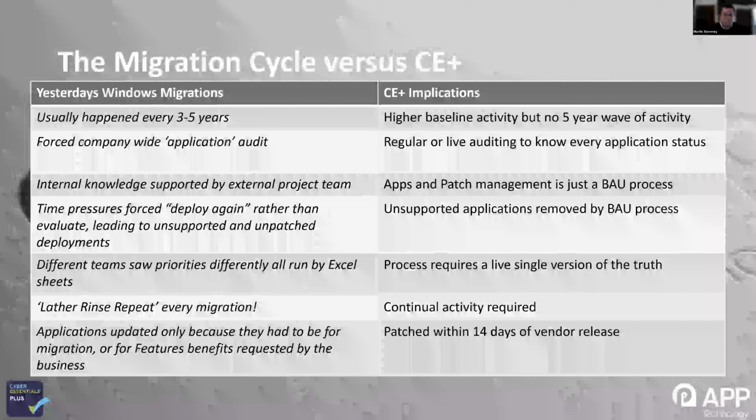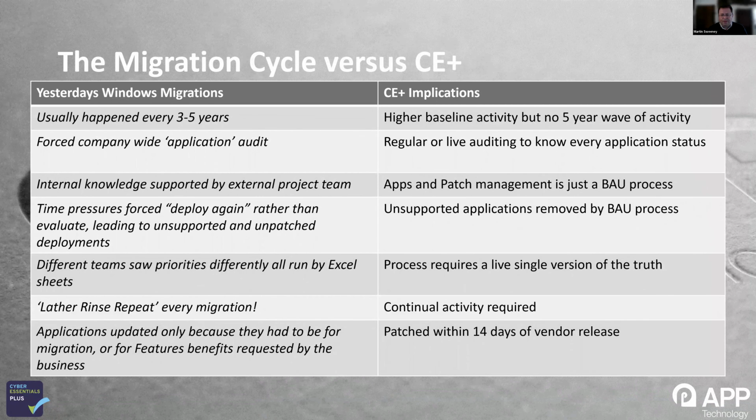Differing requirements on SAM, procurement, service delivery and IT support drove differing priorities and data sources, and often external help was needed to drive application rationalization decisions. And under CE+, of course, that all changes. There is a higher level of baseline activity required. Timescales for activity are dramatically reduced. Business approved processes replace waiting for application or patch management requests to arrive from the business.